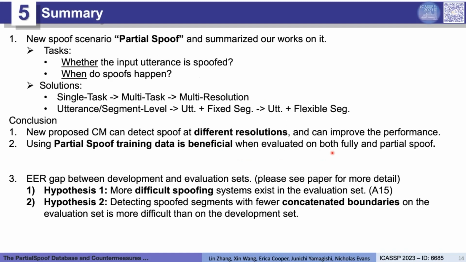In summary, our work focuses on a new spoof scenario, partial spoof, which includes two different tasks: whether the input utterance is spoofed and when do spoofs happen. We also introduced different solutions: single task, multitask, and multi-resolution countermeasure. We got several conclusions. The newly proposed countermeasure can detect spoof at different resolutions and can improve the performance. And using partial spoof training data is beneficial when evaluated on both fully and partial spoof.